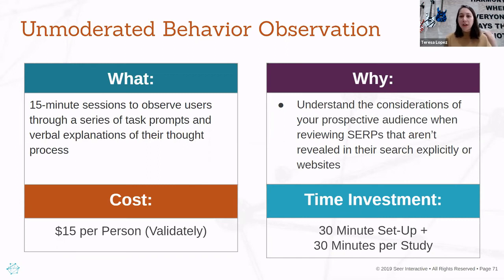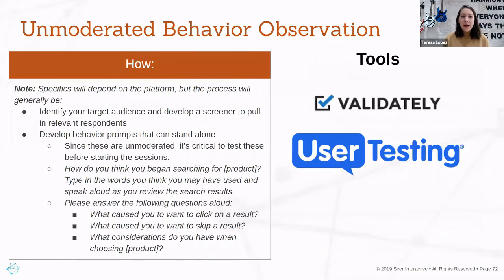Similarly to moderated behavior observation, we want to understand what people are doing and what they're considering as they're going through either search results or websites to get a better sense of what we want to include in our messaging or what content we might want to change in our landing pages. The specifics are really going to depend on the platform. The two main categories here are identifying the target audience that you want to recruit and developing something called a screener to pull in the most relevant respondents.